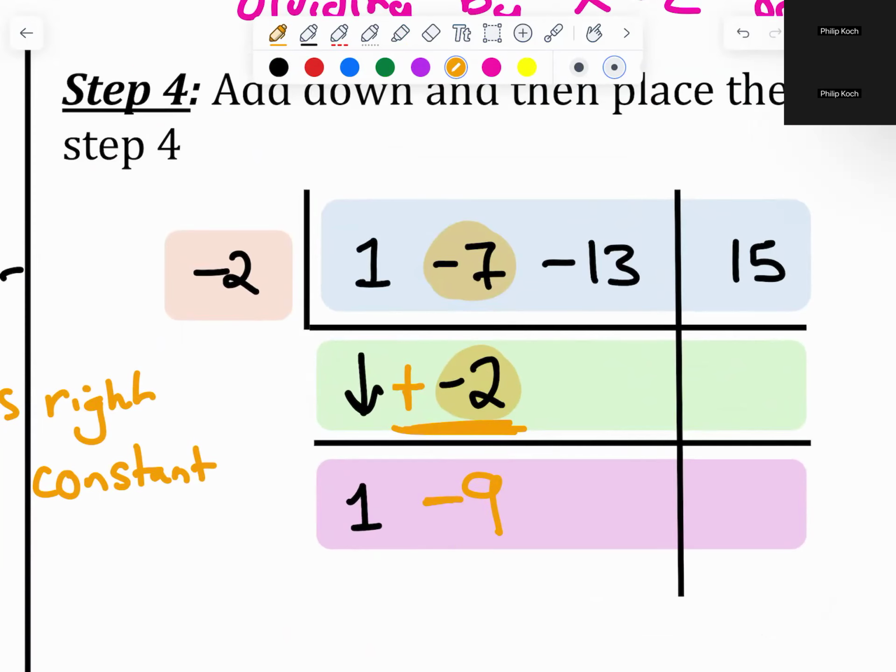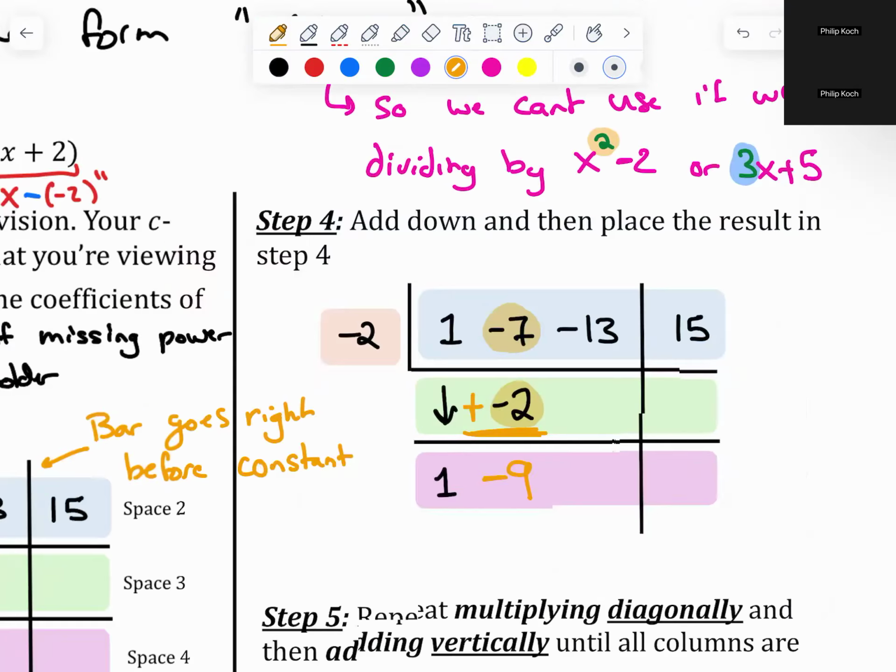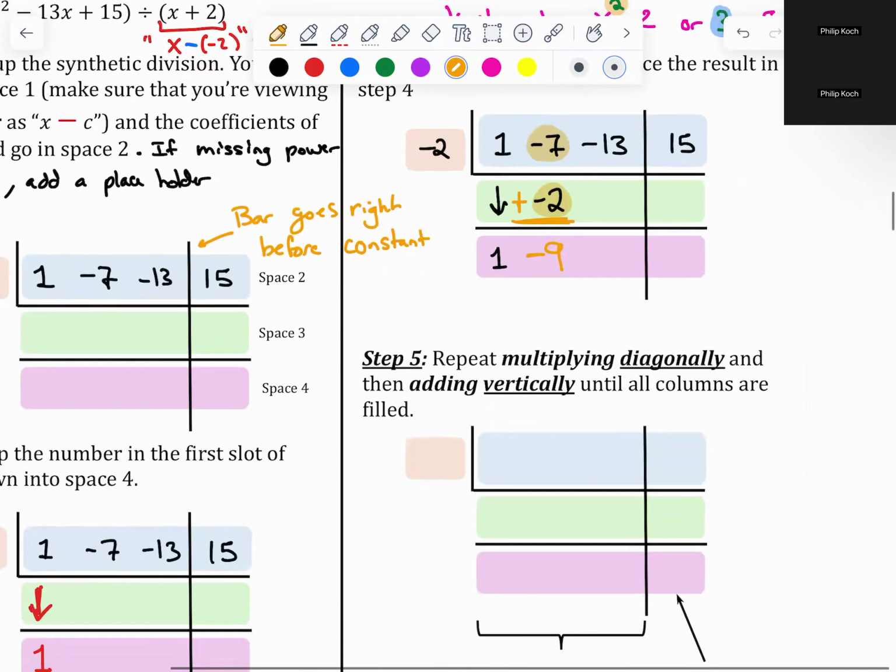So we take the -7 and the -2 and we add them together to get -9. Then the last step is the iterative process. Now we're going to repeat this idea of multiplying diagonally and adding vertically until all the columns have been filled out. So we got -2, 1, -7, -13, 15.